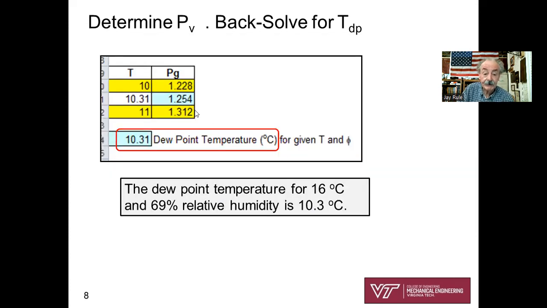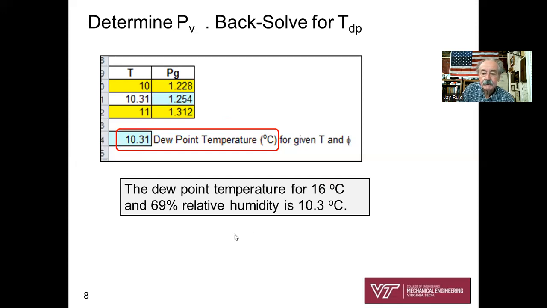Okay, but we have time to do the linear interpolation. So here's our interpolation table. Here is our P sub G. So we're going to linearly interpolate between 10 and 11 to get the dew point temperature is 10.31 degrees C.